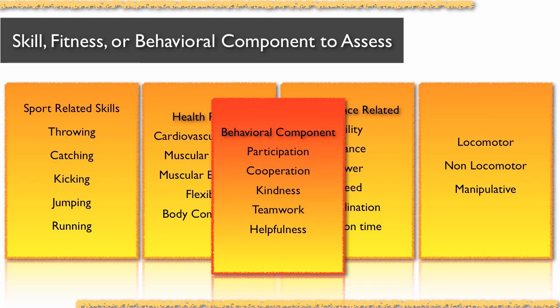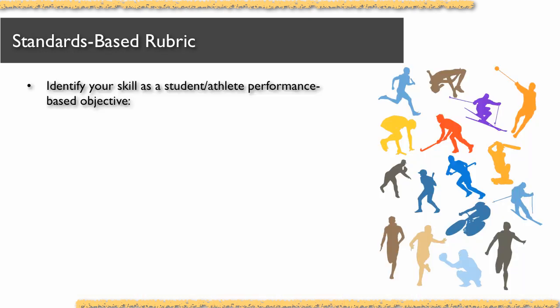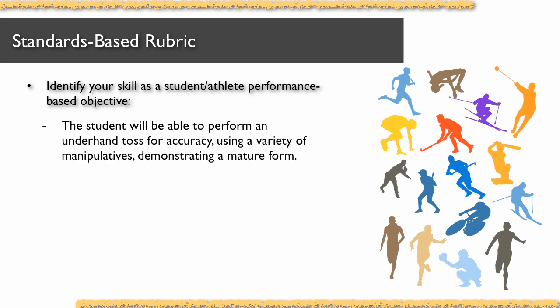Now, while all of these are acceptable choices for developing a rubric for, I would recommend focusing on a specific skill, but again, any of these 3 is fine. An example of this would be: the student will be able to perform an underhand toss for accuracy using a variety of manipulatives demonstrating a mature form. In this example, there are 2 things that need to be accounted for. Number 1, accuracy, and 2, the mature form of an underhand toss.